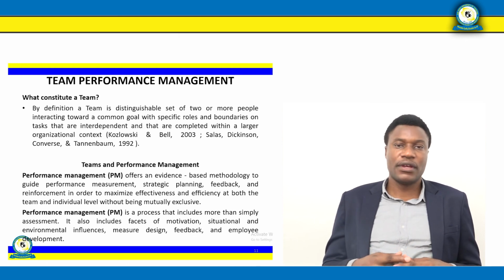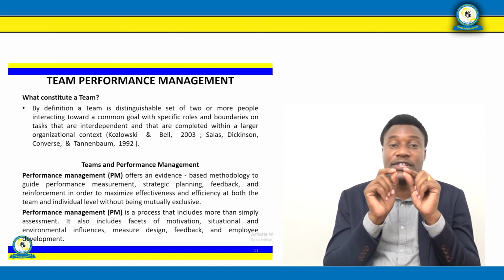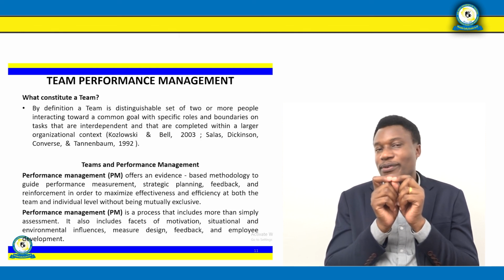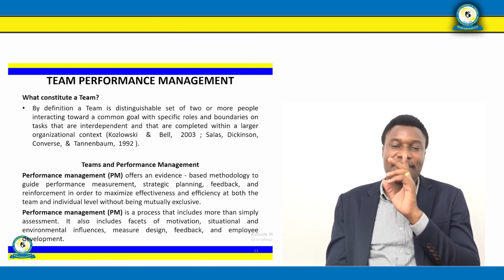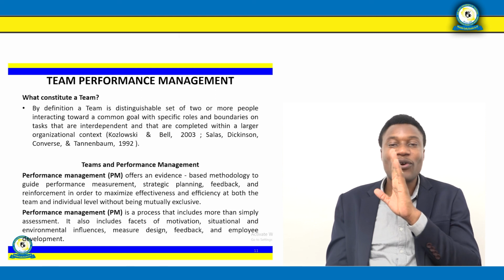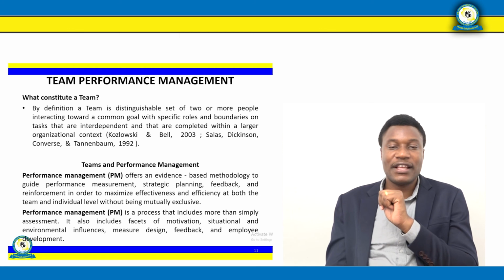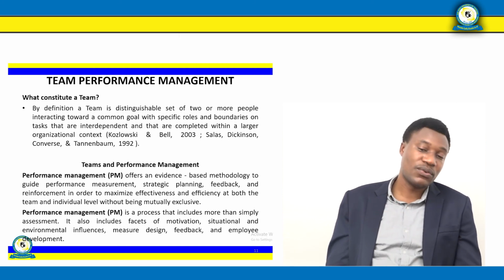What constitutes a team? Now we have to see what is inside the team. By definition, a team is a distinguishable set of two or more people. That's very interesting: two or more people, that is a team. Interacting toward a common goal with specific roles and boundaries on tasks that are interdependent and that are completed within a larger organizational context. That is according to Salas and Dickinson, 1992.